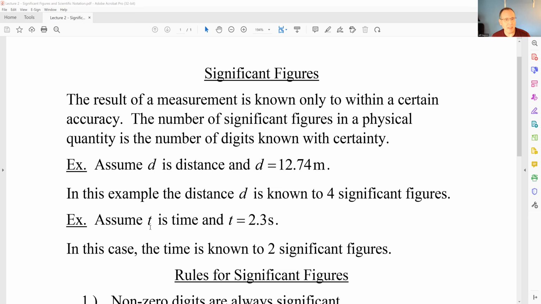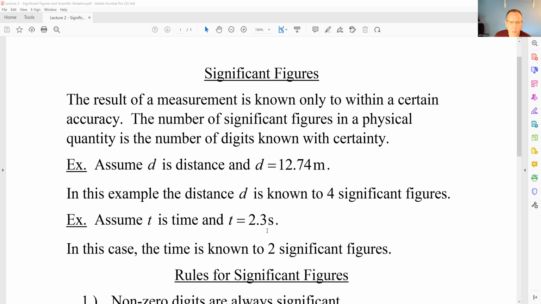As another example, let's say I measure the time of a particular event, and we come up with 2.3 seconds. So in this particular example, there will be 2 significant figures. Both of these digits, the 2 and the 3, are significant in this number.